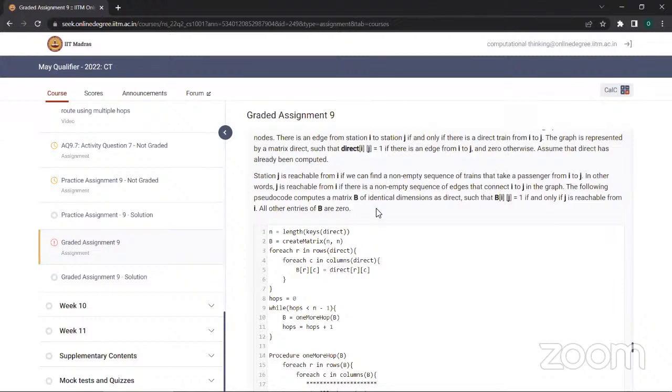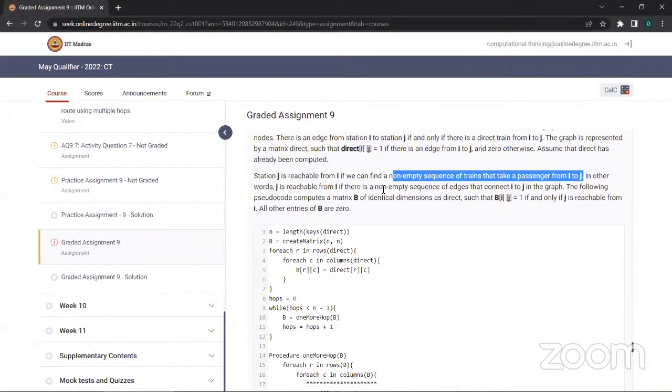No, sir. J is reachable from I does not mean that I is reachable from J. That's what the statement says: station J is reachable from I if we can find a non-empty sequence of trains that take a passenger from I to J. So J is reachable from I, that is okay, but I reachable from J is a different sequence of trains, which may or may not exist.